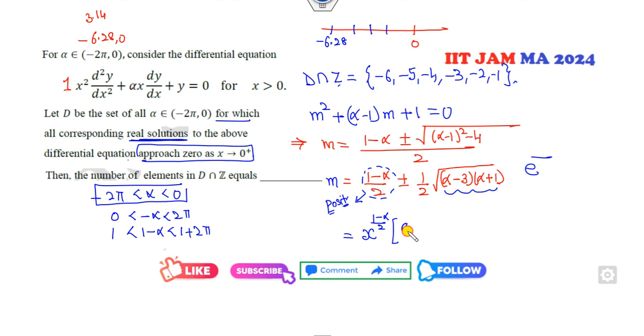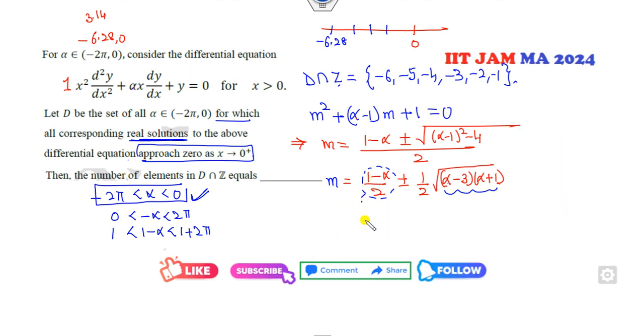If this is a complex number, then it will be cos of this plus sine of this. Otherwise, if this is a real number, then my solution will be this plus or minus, with the positive sign and with the negative sign. So in both cases, if this is a complex number, this value will be 0, so the whole term goes to 0 for each alpha. Now we will see what is the range of this.